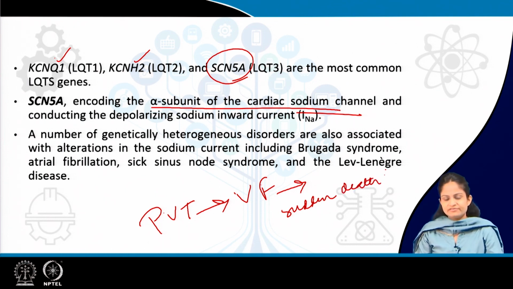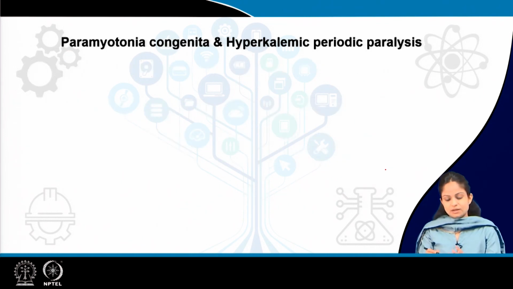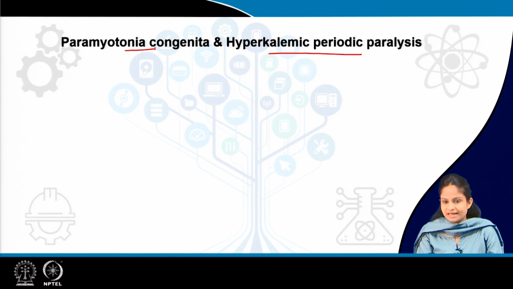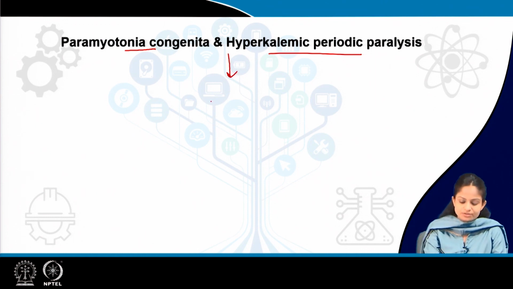In this way, sick sinus syndrome and atrial fibrillation are also related to various sodium channels. So, these two, Brugada syndrome and long QT syndrome, you have to remember. Now, there are two other conditions also, that is paramyotonia congenita and hyperkalemic periodic paralysis. These are not related to the cardiac muscle, they are mainly related to the skeletal muscle.